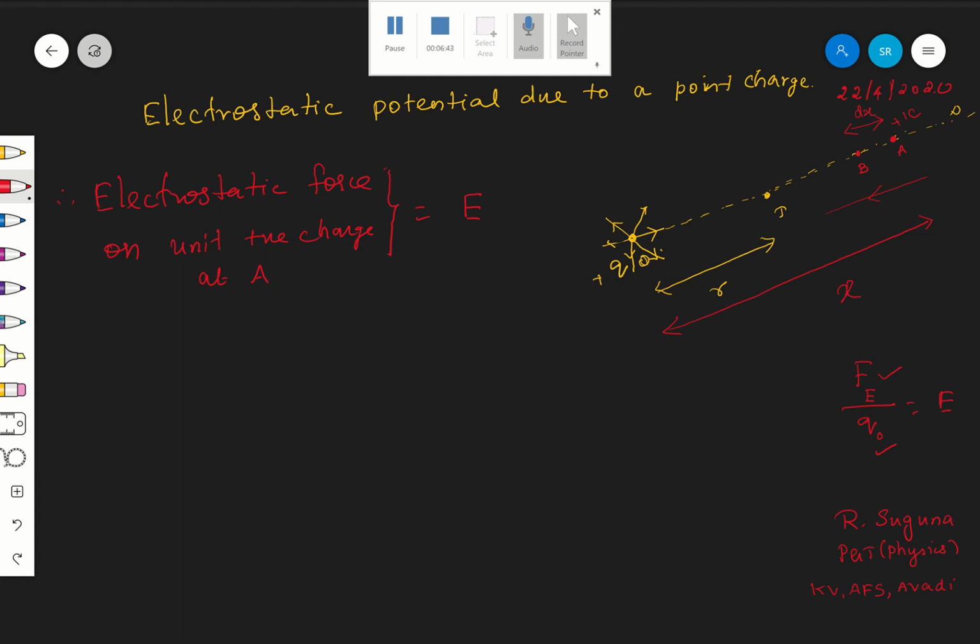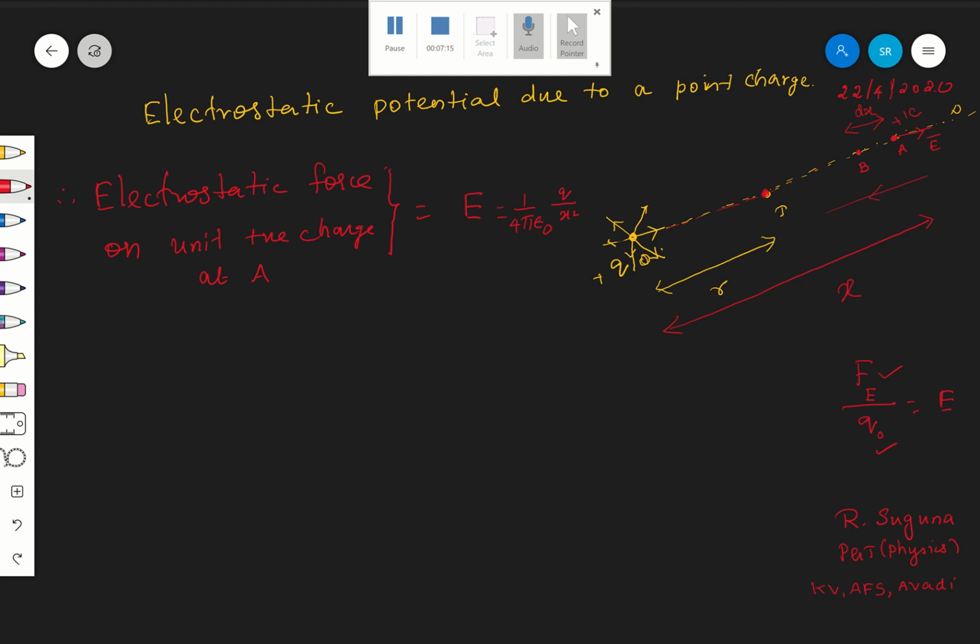Therefore, what is E? E is equal to 1 by 4 pi epsilon naught, Q by, what is the distance? X. Q by x squared. And what is the direction? The direction of E will be in this direction, because it will be repelled. It is a straight line.